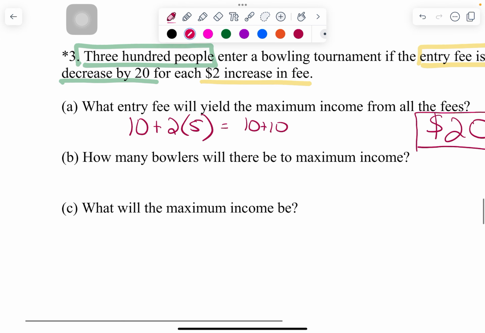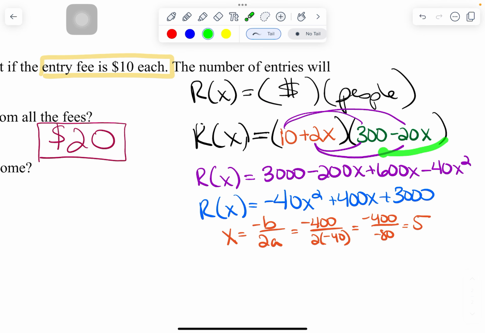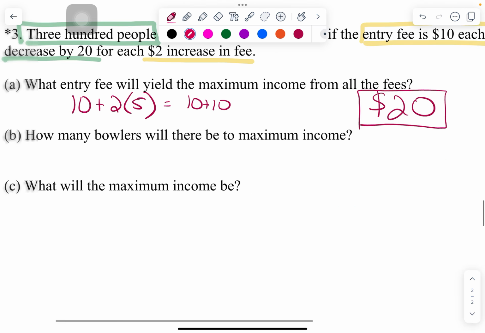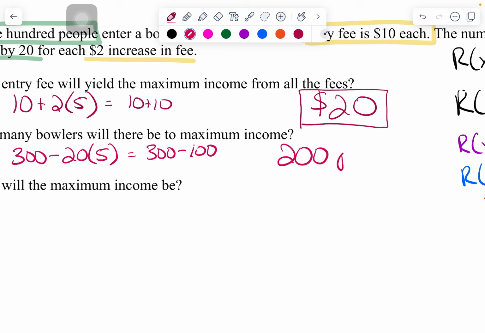And then how many bowlers will there be to maximize income? So that's going to be the people part of our equation here. So 300 minus 20x. So 300 minus 20, but x, remember, is 5. That's what's going to maximize any part of this equation. So that's going to be 300 minus 100. That should be 200 people. All right, so 200, and I'll be more specific here. What was it, bowlers? Sure, bowlers.